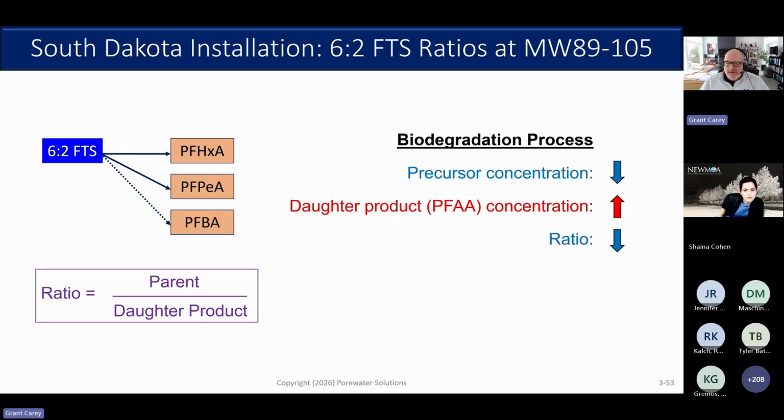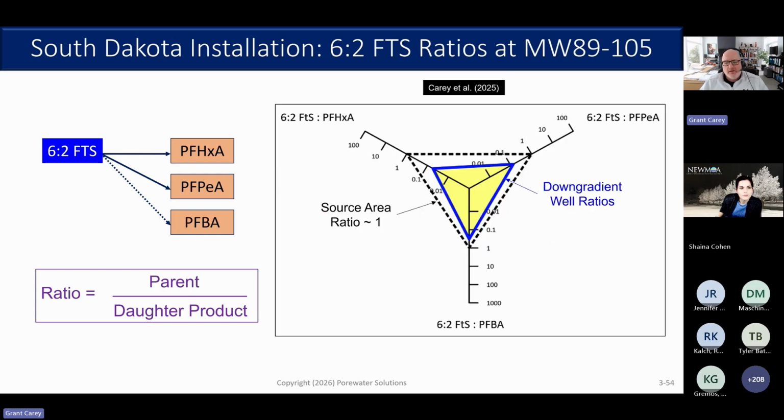So in a source area, you might see a higher ratio. If biodegradation is occurring along a flow path where you've got aerobic conditions, then you're going to see that ratio decrease with distance from the source area. And this shows a radial diagram. Each of the axes represents a ratio between the parent and one of the daughter products. And you can see this is a well that's near a dissolved oxygen diffusion well.